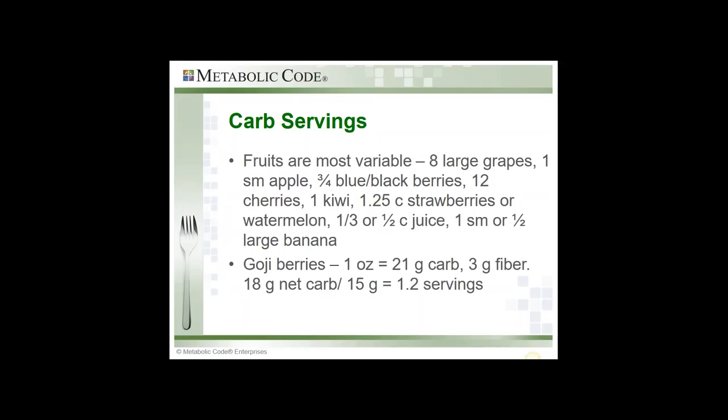Juices, a 1/2 cup or a 1/3 cup, depending on the type. Cranberry juice is a very sweet juice. The serving size to get 15 grams of carb from cranberry juice is 1/3 cup. If you're looking at apple juice, it's 1/2 cup. Grape juice is also 1/3 cup. 1 small banana or 1/2 a large banana.